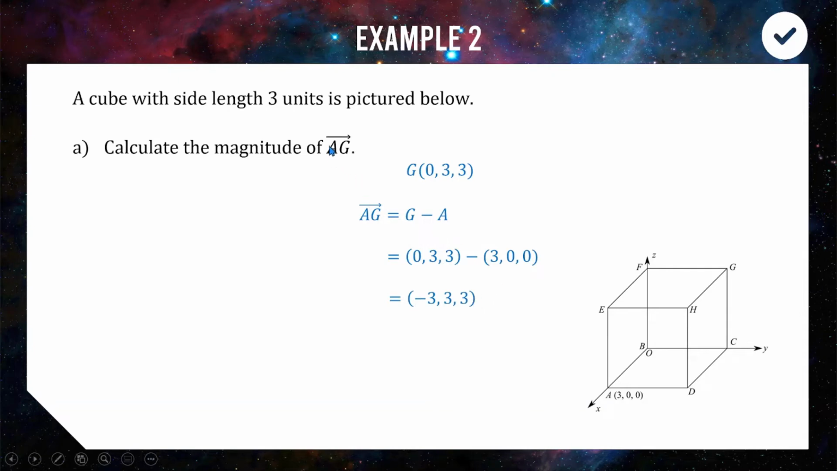Now we'll find the magnitude of that vector by doing the square root of the sum of the squared components. So we'll do the square root of 3 squared plus 3 squared plus 3 squared. That works out to be 27, which simplifies to 3 root 3. So there is the magnitude of the vector from A to G.